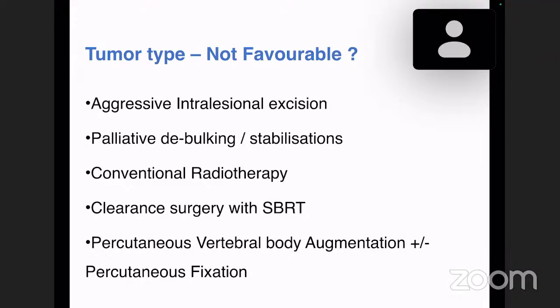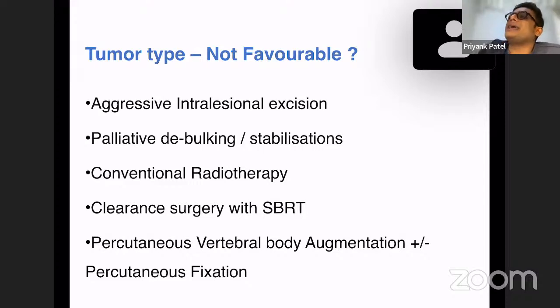Any tumor, if there is tumor pain, radiation can take care of the tumor pain. But let's say if radiation is not feasible, then you give them morphine and everything.